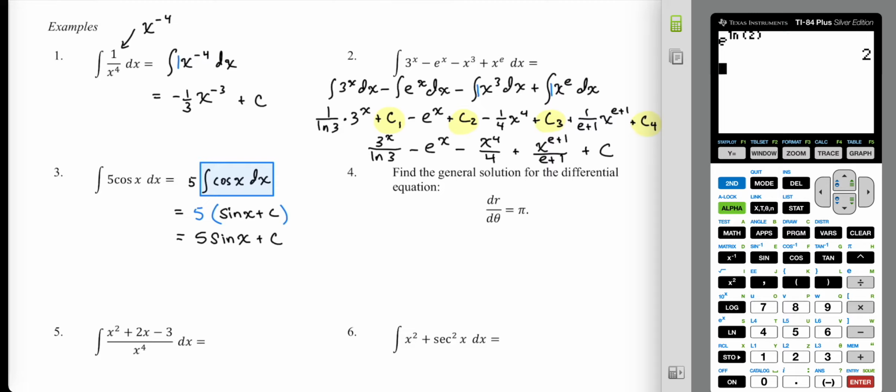So dr d theta is equal to pi. If I multiply both sides by d theta, because remember, dy dx, dx dy, dr d theta, whatever, it's notation, but it's also a ratio. So I could say dr is equal to pi d theta. I'm going to perform an operation on both sides of this equation. This is a differential equation. It's in differential form, right?